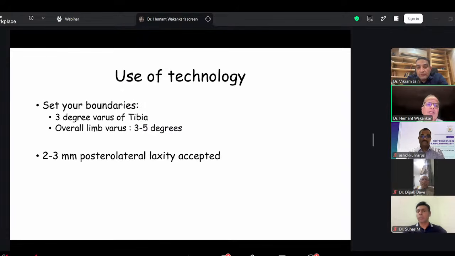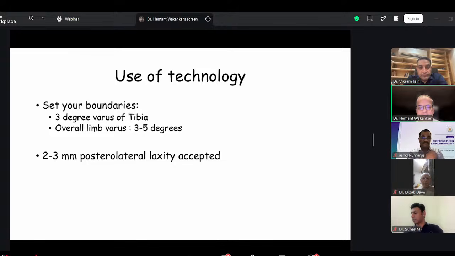So, use of technology, yes. I think if I'm using technology for significant deformities, I set my boundaries. I think setting the boundaries is extremely important. For robotics, I will set my boundary as 3 degrees, or sometimes 3 to 4 degrees, of tibial varus. I don't go beyond that.